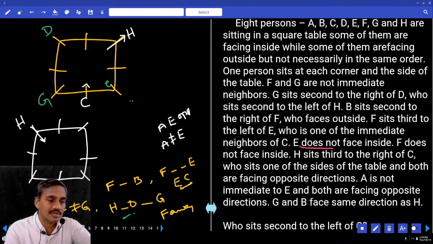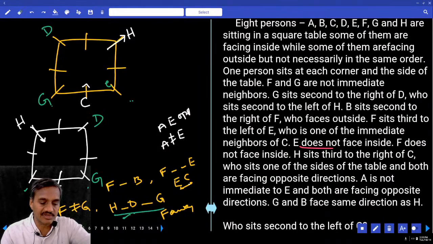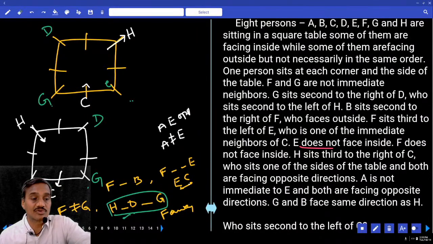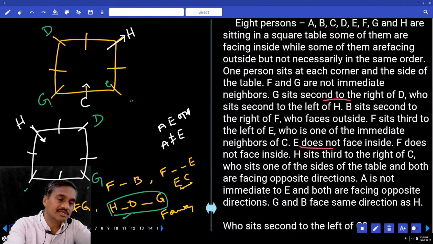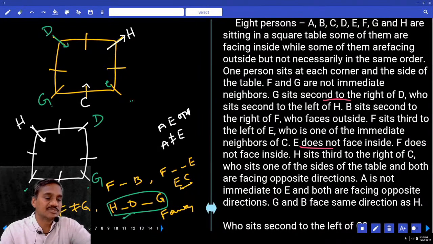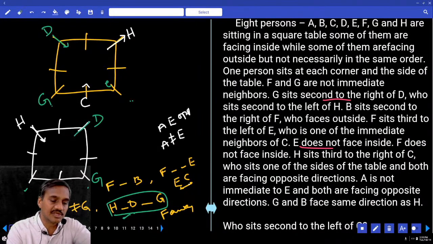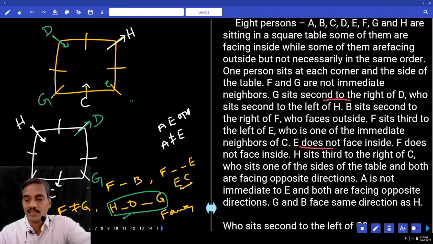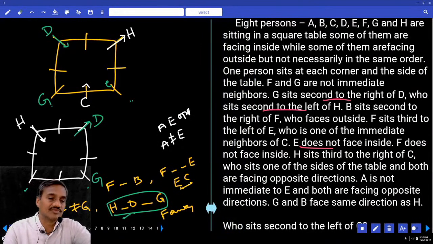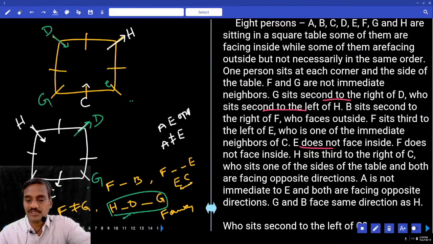And E must be somewhere next to C. And the alternate places are where H, D and G must be. That is the reason we have written it like this: H, D and G. Now look at the condition again. Now we are able to determine the directions. G sits second to the right of D. G is seated second to the right of D, so D must be away from the center. And D is seated second to the left of H.